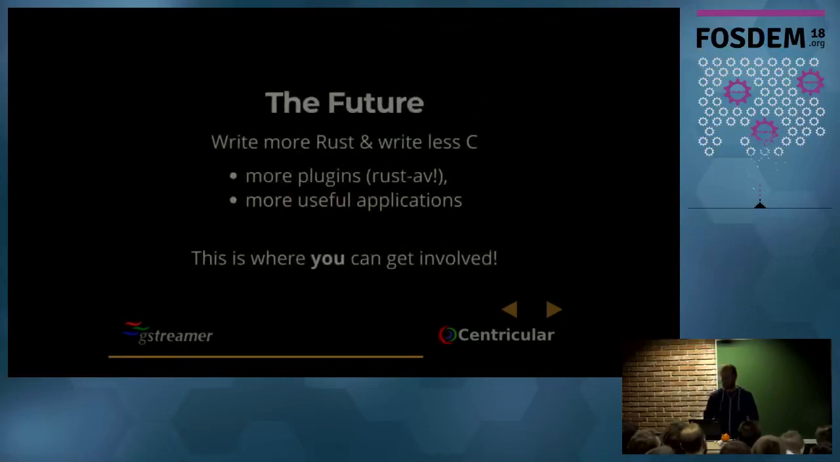So for the future, of course, the plan is to write more Rust, to write less C, especially new plugins. If possible, it would be good to have them written in Rust now. Some of the ideas that I have is to write a plugin around Rust AV, about which we will have a talk afterwards. There are various codec libraries already available in Rust.